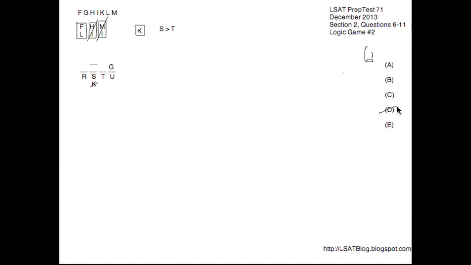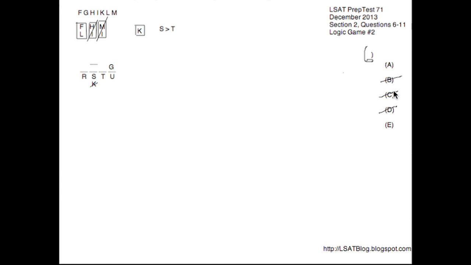Let's use the rule that F and L must go together. Any choice where they do not go together can be eliminated. This gets rid of B. The others are good on that issue, so we'll keep moving. We know that I cannot be with either H or M. Scanning through the remaining choices for this, we see that C has I and H together. That's unacceptable, so C is gone.